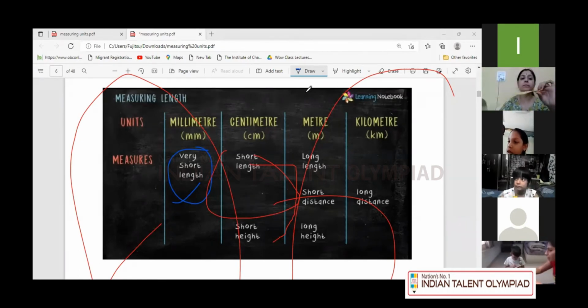Now listen to me. Why do we use different units? This question arises in your mind now, yes or no? Why do we use different units like millimeter, centimeter, meter, and kilometer?